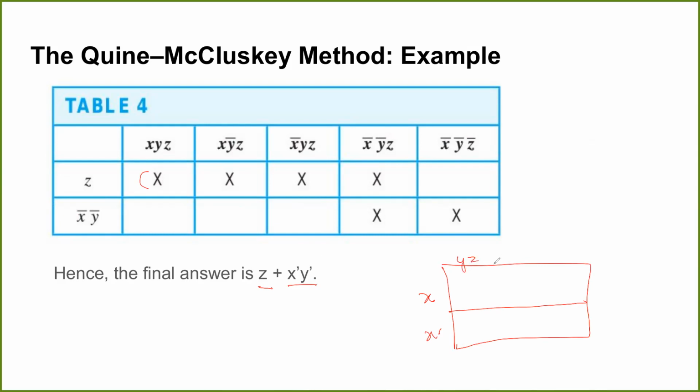I have yz, I have y prime z prime, y z prime, and y prime z. Right, so I have x y z, x y prime z, and we have x prime y z, x prime y prime z, and what else? This. Okay, so if you do the Karnaugh mapping, what are the groups you can do just to verify that this is correct?